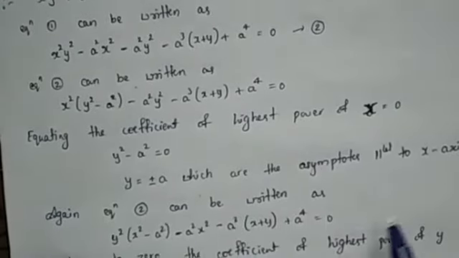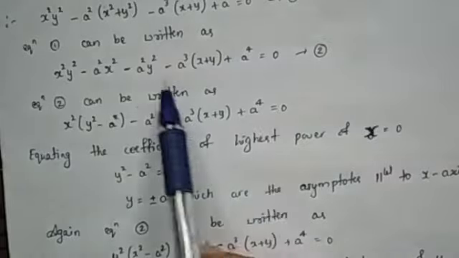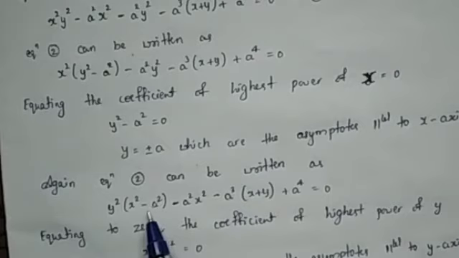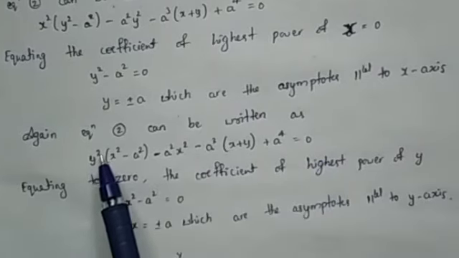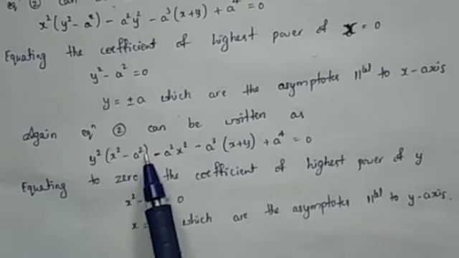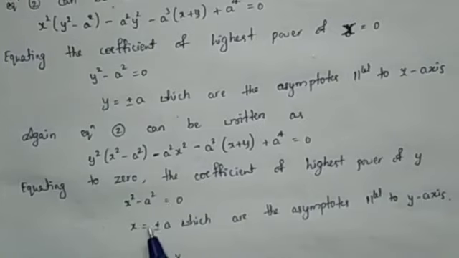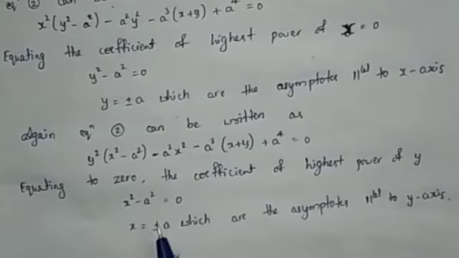And again equation 2 can be written as y square of x square minus a square minus a square x square minus a cube x plus y plus a power 4 which is equal to 0. The highest power of y is y square and its coefficient is x square minus a square. x square minus a square is equal to 0, then you get x is equal to plus or minus a, which are the asymptotes parallel to y axis. x is equal to plus a and x is equal to minus a, two asymptotes parallel to y axis.